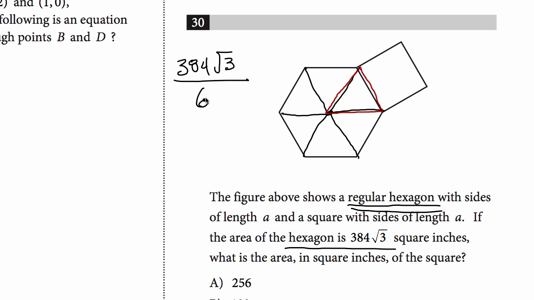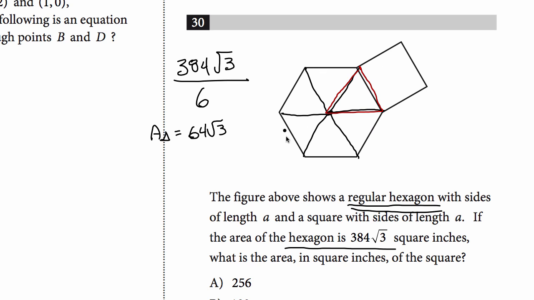Okay, cool. So when we divide by 6, what do we get? I don't even have my calculator on me. I think it was 64. Yeah, 64 rad 3. Okay, so the area of one of those little triangles is 64 rad 3. Okay, so the next step is, how do I use that to help solve for the square?